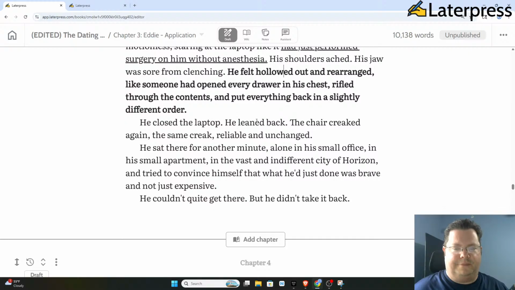He closed the laptop. He leaned back. The chair creaked again, the same creak, reliable and unchangeable. He sat there for another minute, alone in his small office in his small apartment in the vast and indifferent city of Horizon, and tried to convince himself that what he'd just done was brave and not just expensive. He couldn't quite get there, but he didn't take it back.